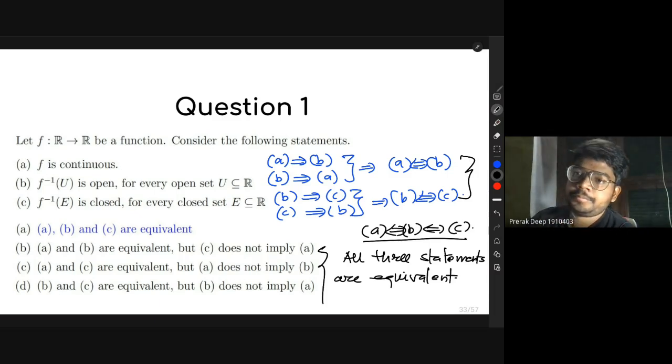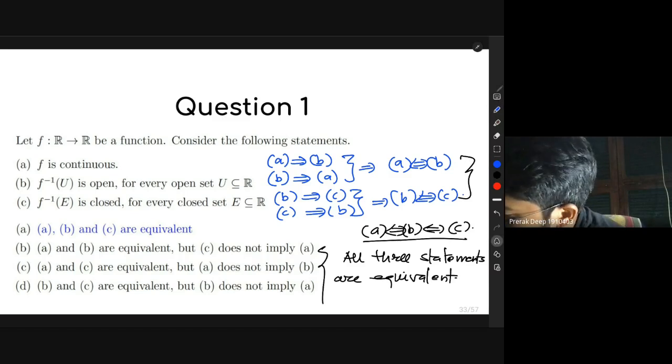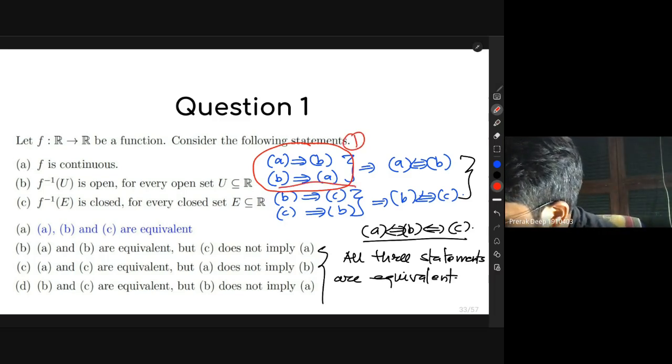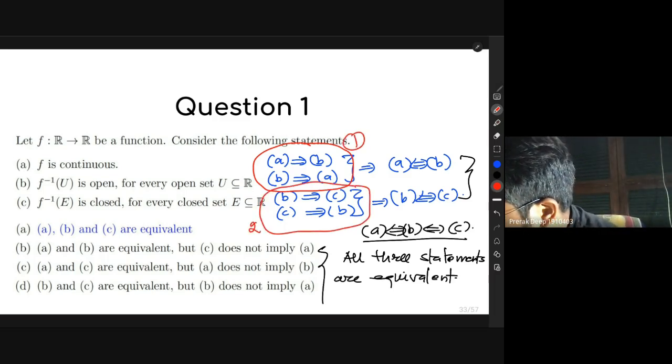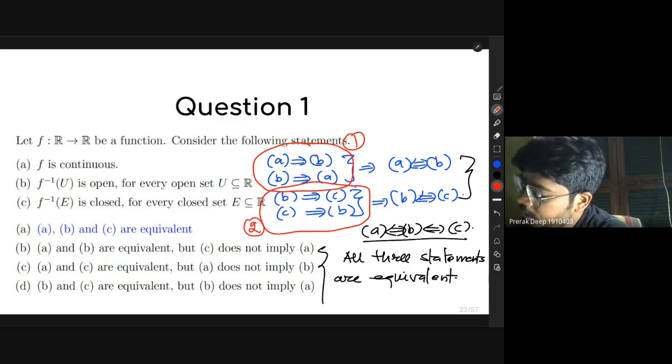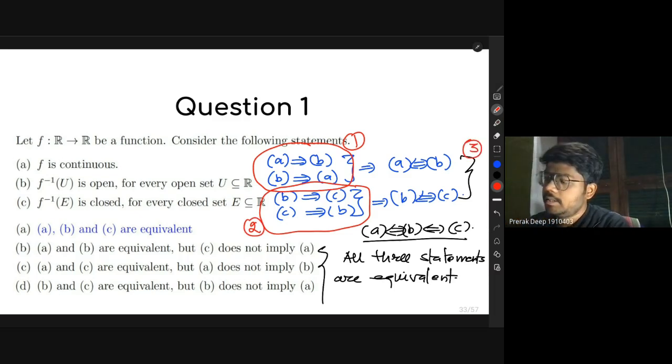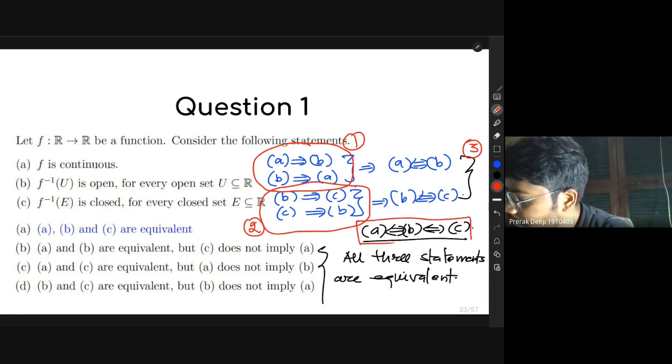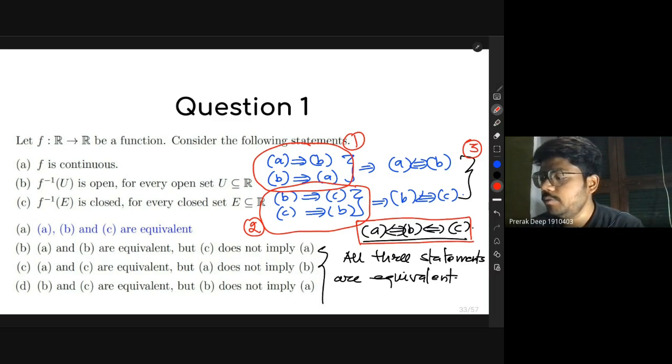So that's what we are going to do. We are going to follow this approach. First we will prove this part, which will be our first step. Then we will prove this part, which will be our second step, and then I will use this third fact to prove this final result. So 1, 2, 3, these will be our steps to prove this question. Does it make sense?